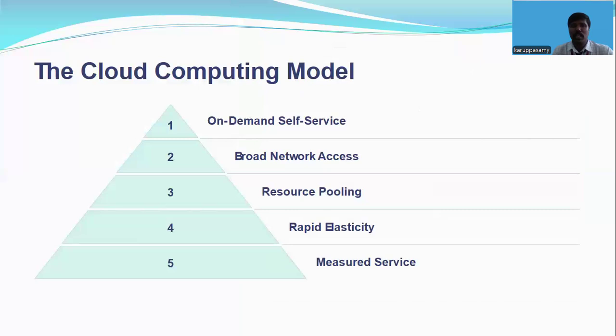Okay. And then we are going to see the cloud computing model. There are five different characteristics of the cloud computing model. What are they? The first one is on-demand self-service. Second, broad network access. Third, resource pooling. Fourth, rapid elasticity. Fifth, measured service.